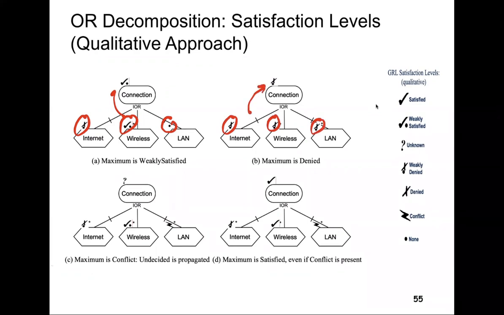Here, if we have weakly satisfied, then weakly denied, and a conflict, the max here would be considered a conflict, because we cannot propagate conflicts; we will propagate undefined or undecided. The same applies in this example, where we have weakly denied versus satisfied and then a conflict. Even though the conflict is present in this example, we will propagate the max value as the satisfied level.